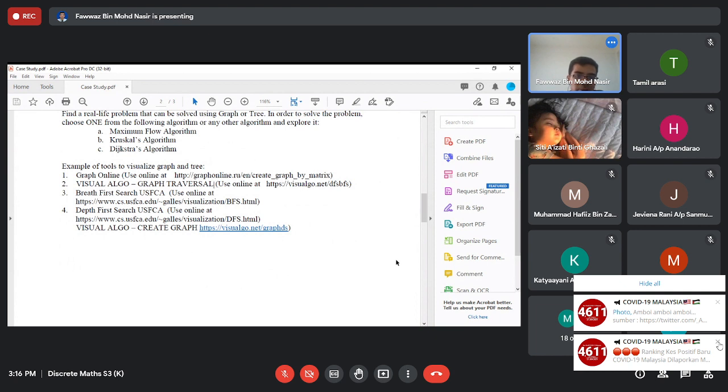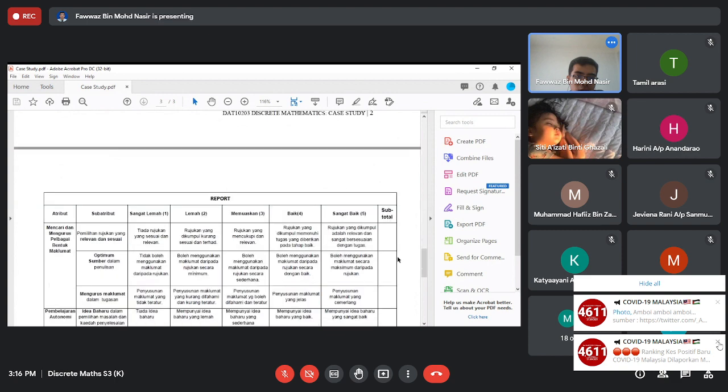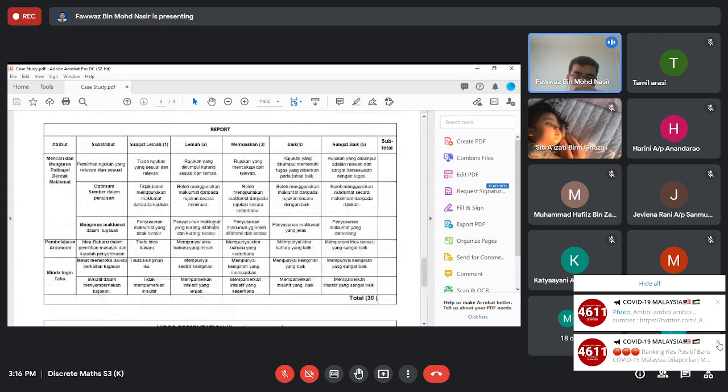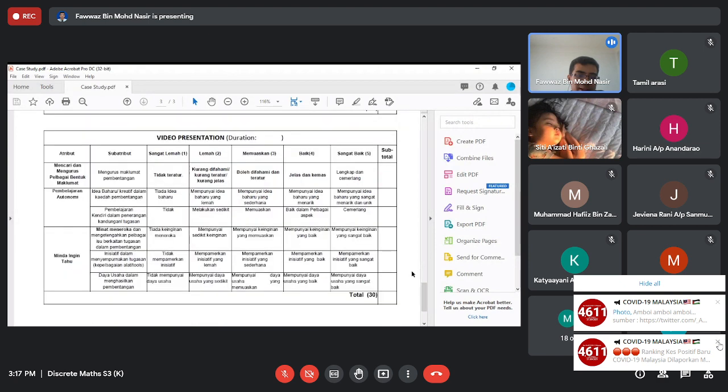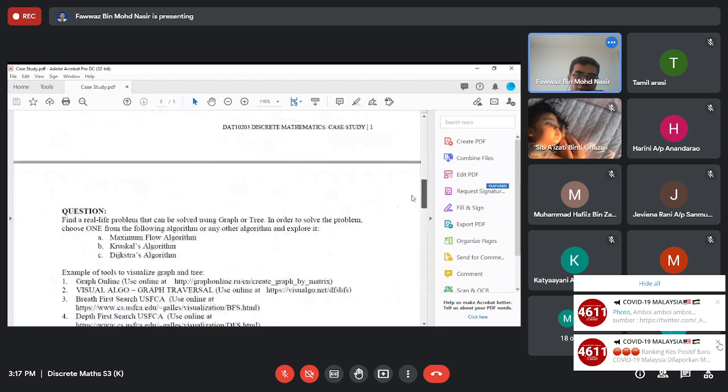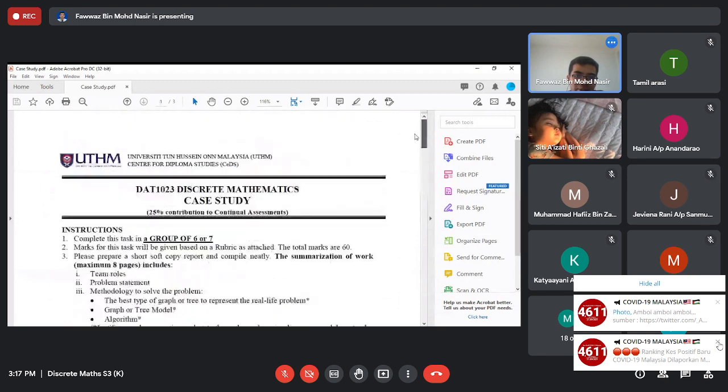For the report and video, make sure you go through the rubric and fulfil all these attributes so that you can get the highest mark possible. Just go through this rubric, make sure you fulfil all the criteria in this rubric so you can get good marks for your case study.